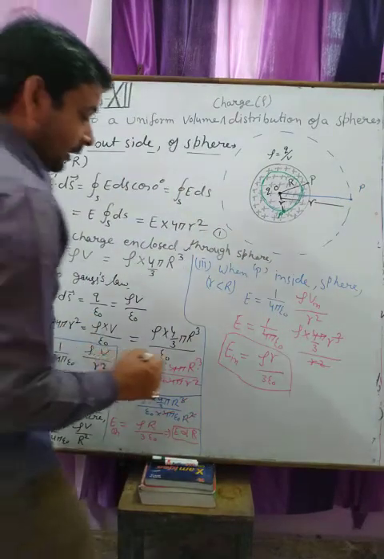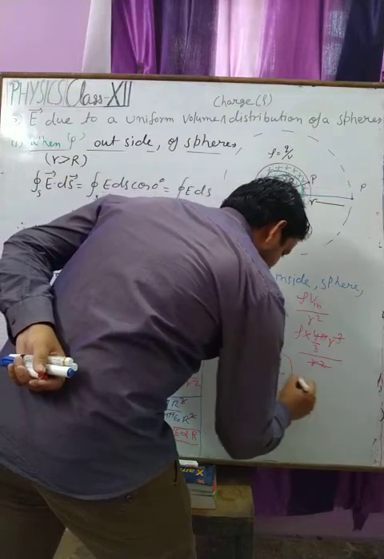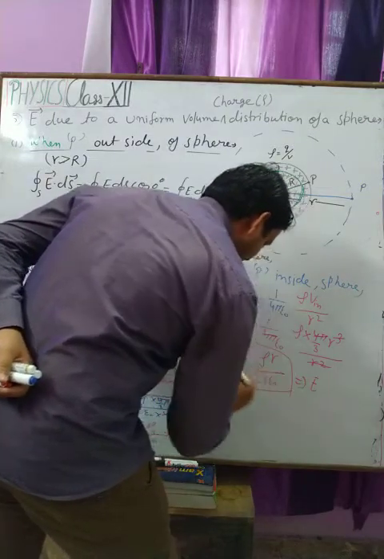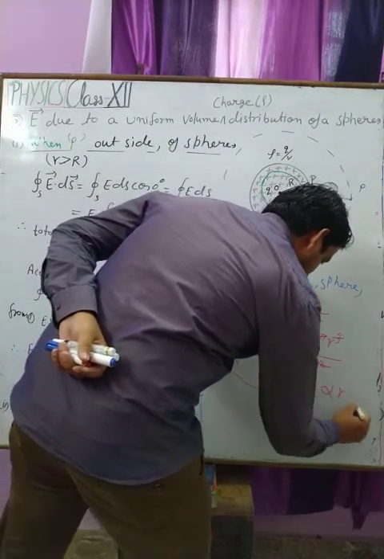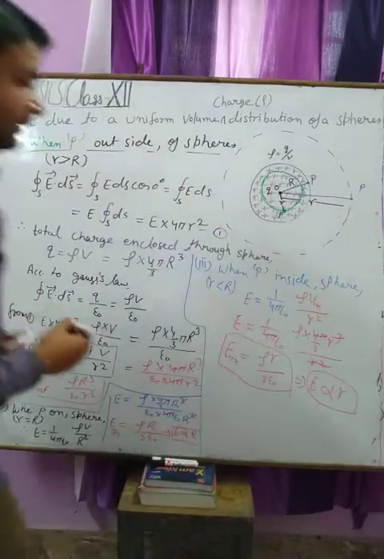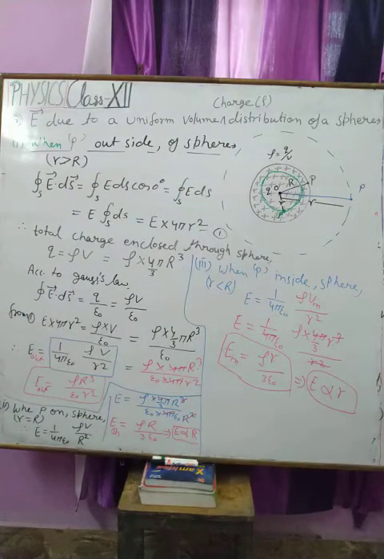Here you are finding the electric field inside the surface E is proportional to r, which means as r increases the electric field also increases with a linear relation. Just copy it, then we draw the graph for this.